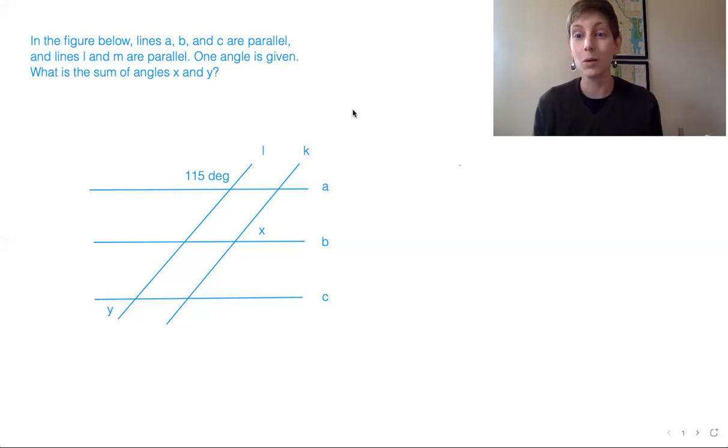And what we're given in the question is, in the figure below, lines A, B, and C are parallel, and lines L and M are parallel. I'll often have my student redraw a diagram, and I like to mark parallel lines with some dashes here just to remind myself these are parallel and these are parallel.